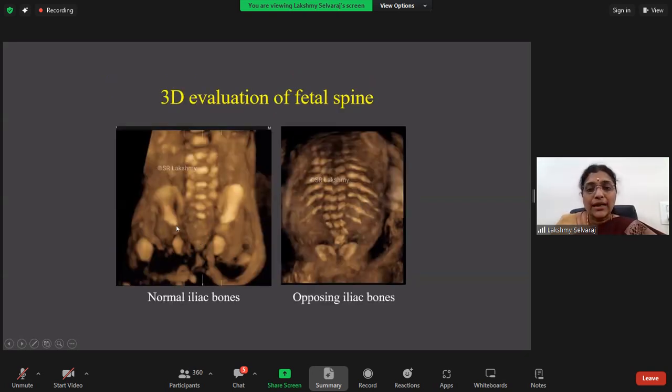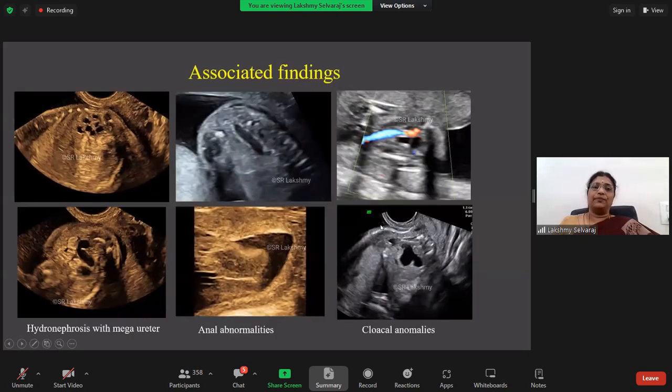And to get a complete picture, this is a normal spine, this is the iliac bone, and you can see the sacrum lower down. So what's happening here? This is the T12 vertebra, L1, L2, L3 itself, it has stopped, and you see the opposing iliac bones, and this is once again complete sacral agenesis.